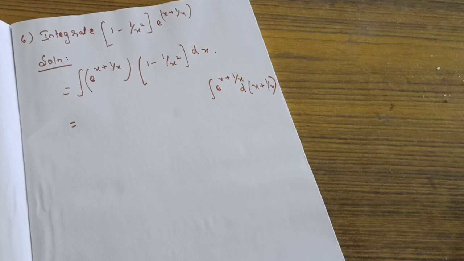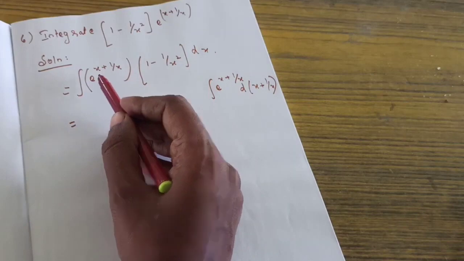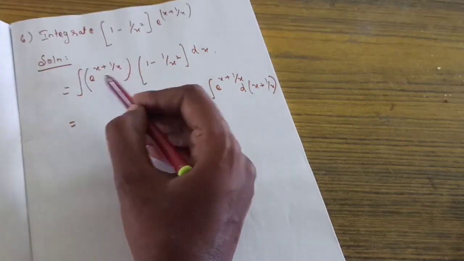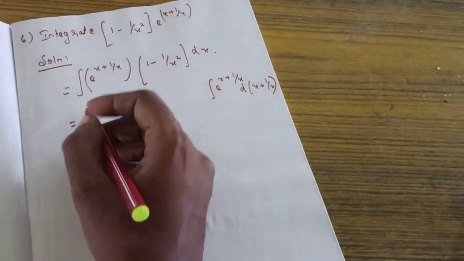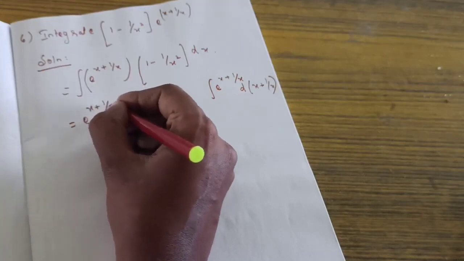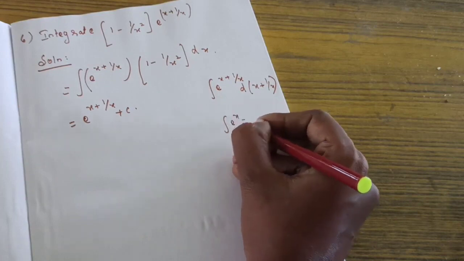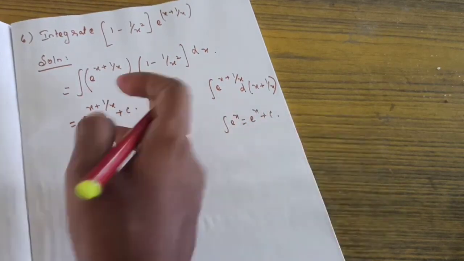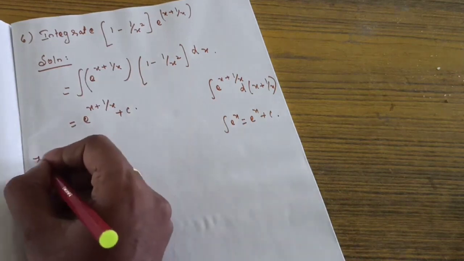Okay, so you need to see whether there is any connection between these two. So when you are seeing this, you come to know x plus 1 by x, this one differentiation is 1 minus 1 by x square. So from this you can write the answer directly, that is e power x plus 1 by x plus c. What's the reason? The integration of e power x is e power x plus c. So that's the answer. That's done. Have you got it? That's all.